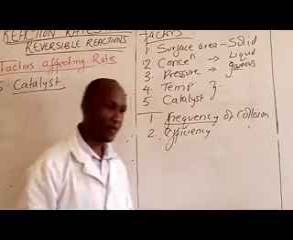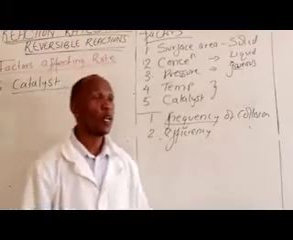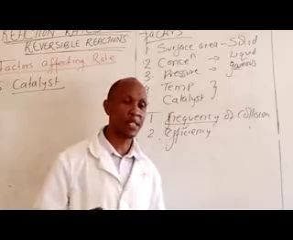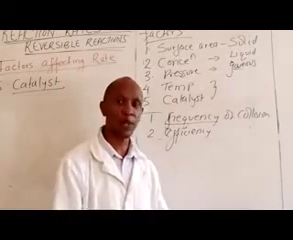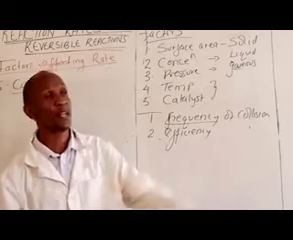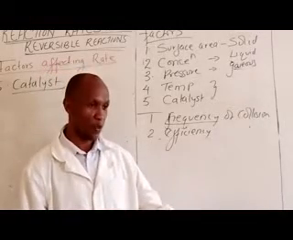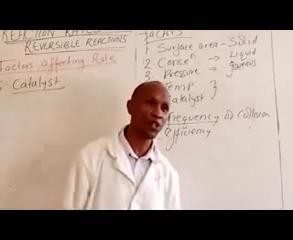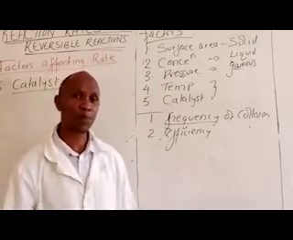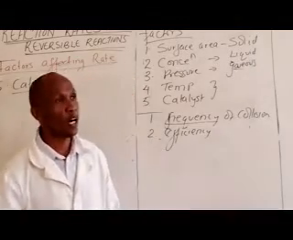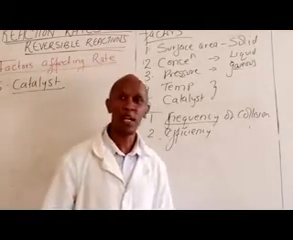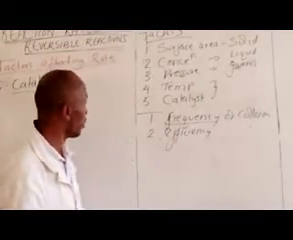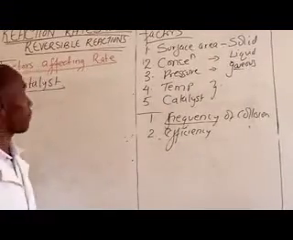Finally, let's look at a catalyst. And from our Form 1 work, we said that a catalyst is a substance that alters the rate of a reaction but is not used up in the process. That is what a catalyst is. And we have come across quite a number of catalysts. Like we talked about the manganese peroxide in the catalytic decomposition of hydrogen peroxide. We have talked about platinum in the contact process, iron in the Haber process, and vanadium 5 oxide in the contact process. Those are some of the catalysts you come across, and you will come across a number of them.